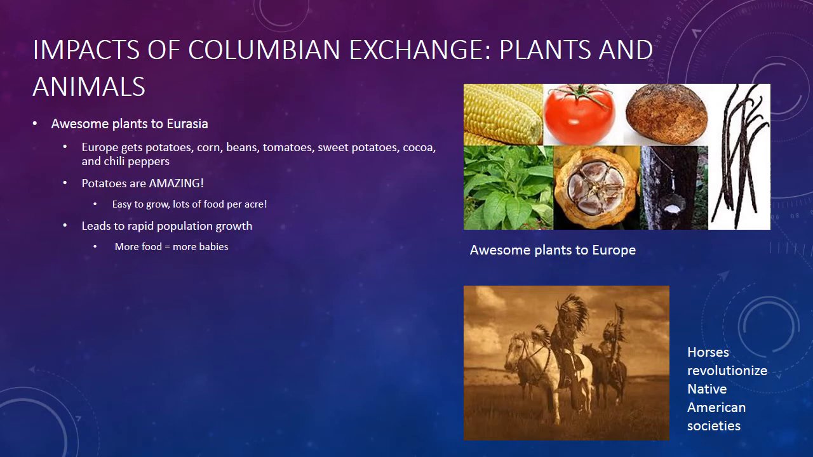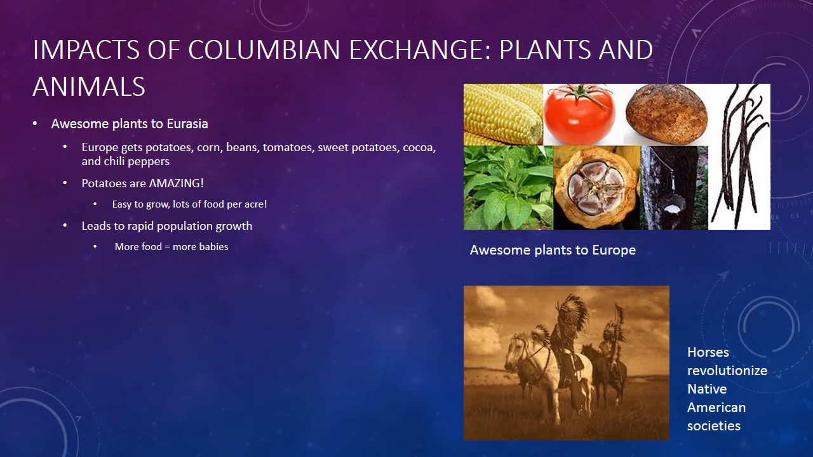The first main thing is that a lot of awesome plants go to Eurasia. These include stuff like potatoes, corn, beans, tomatoes, making pizza possible, sweet potatoes, cocoa, and chili peppers. Imagine how boring our diets would be without those things. And so the main thing that's important about these plants, especially corn and potatoes, is that these can be grown very easily and they produce a whole lot of food. Potatoes especially are super amazing plants.